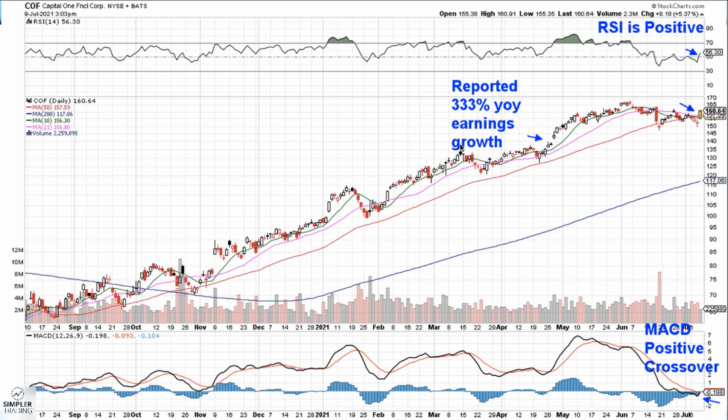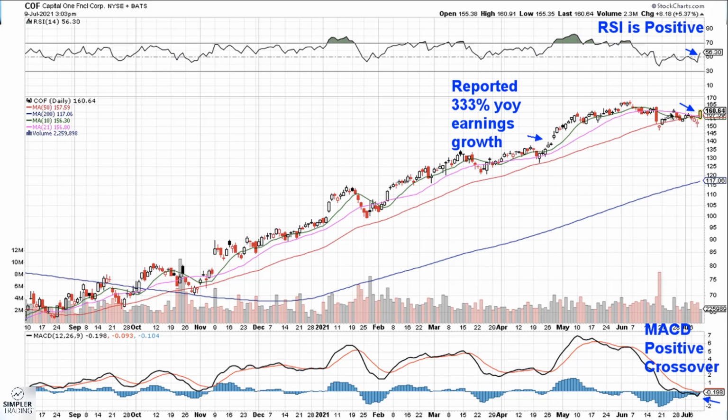And I did want to point out, a lot of times when I'm looking for downtrend reversals, I want to see stocks that have precedence as far as being able to really outpace the broader markets. Back here in the beginning of May, COF did post very strong earnings, 333% year-over-year growth. And you can see that the stock did have a significant advance out of there. More recently, the stock did fall in line with a number of financial stocks as interest rates dropped.